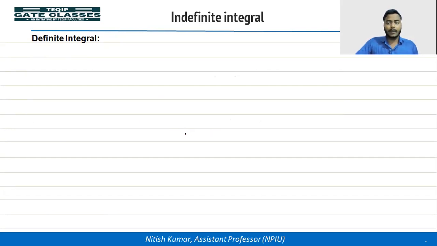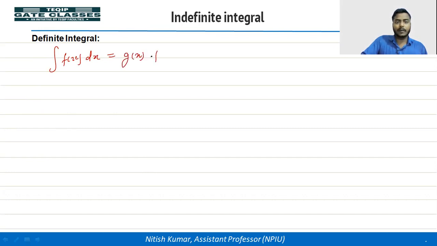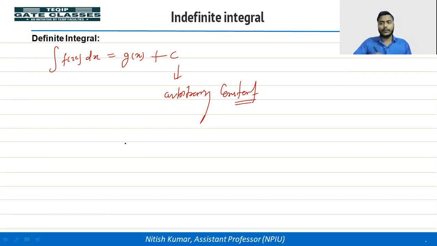Now, definite integral. When the integral is indefinite, we have seen that the integration of a function f(x) with respect to dx gives us g(x) plus c, where c is the arbitrary constant. If you change the value of c, you can get a different integral function. So you can get an infinite number of integral functions. That's why we call it the indefinite integral.